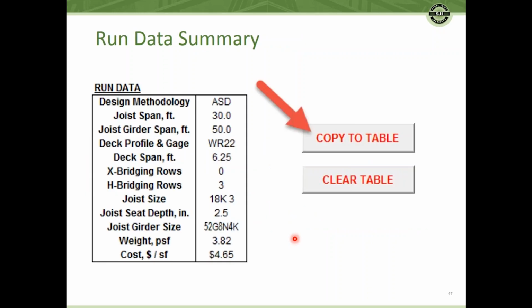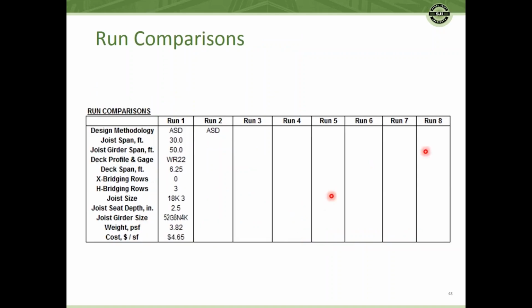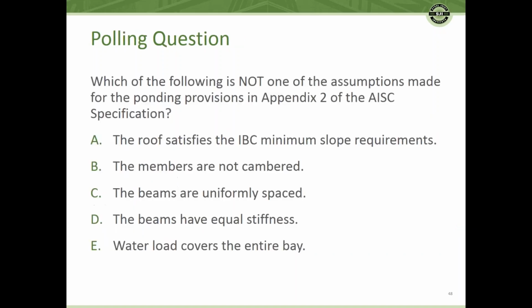Once you arrive at the solution you like, you can say copy to the table, and there's a table that has 8 runs in it, and you can get a summary here, and this way you can do a bunch of runs and then compare the costs and the weights as required. So I didn't do any of the ponding stuff. That's what Mark's going to do.